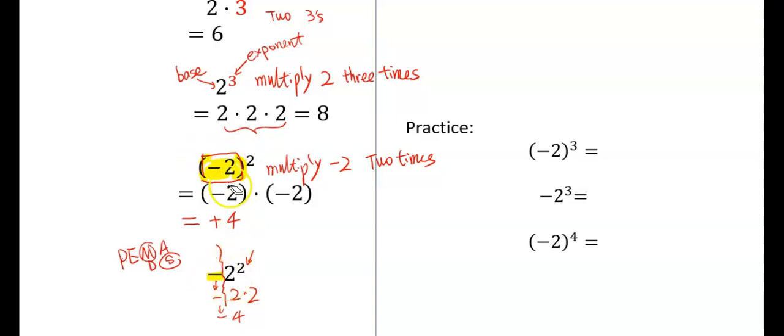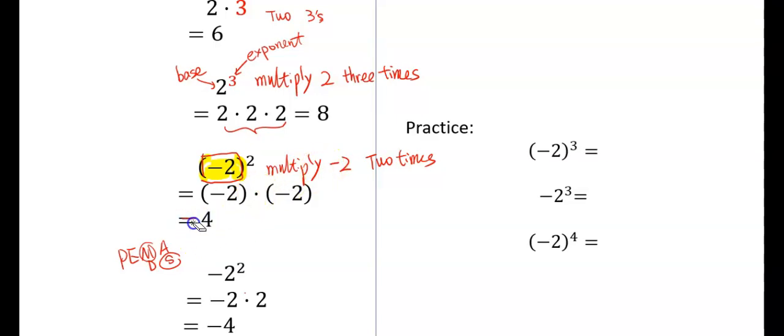But if it's in the box, not only do we have to do 2 copies of 2, but also the minus sign, because the minus sign and the 2 are both in the box. So you have to do 2 copies of the box, and that's why we have 2 minus signs. 2 minuses make a positive for multiplication. So I'm going to go ahead and show you the answer here.